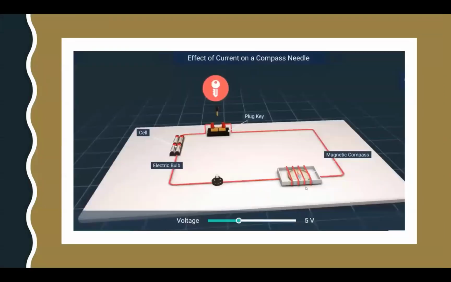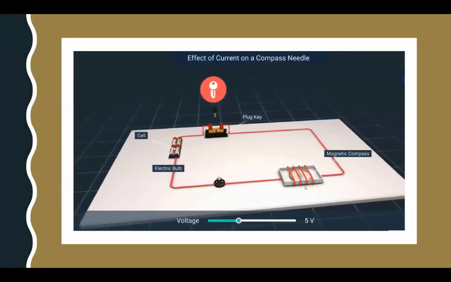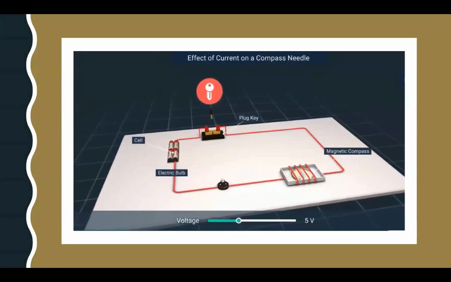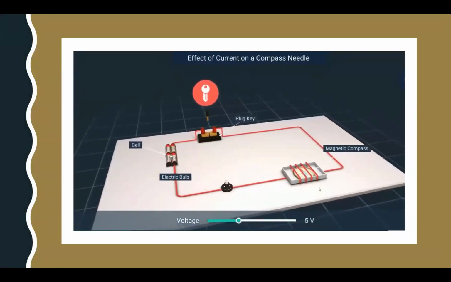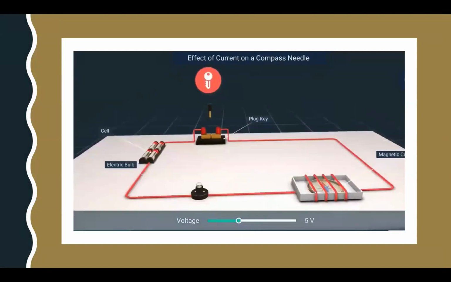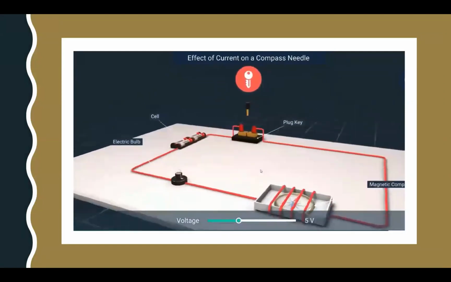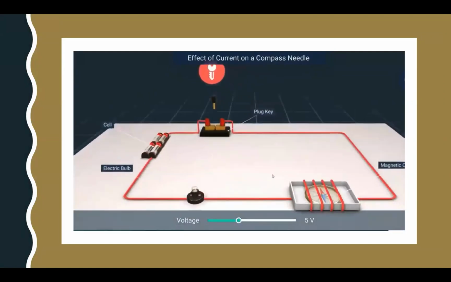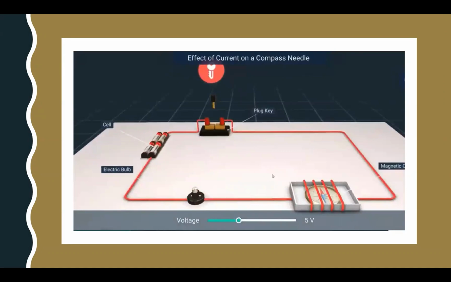Here you can see a small cardboard box around which a conducting wire is wrapped a few times, and in the middle there is a compass needle. Just point out the position of the compass needle. Now you can see a conducting wire that is attached to a cell and also to a bulb. When we switch on, what will happen?